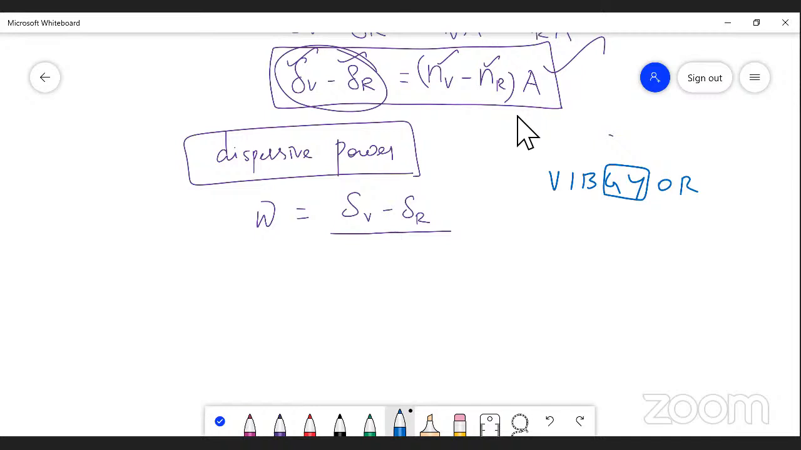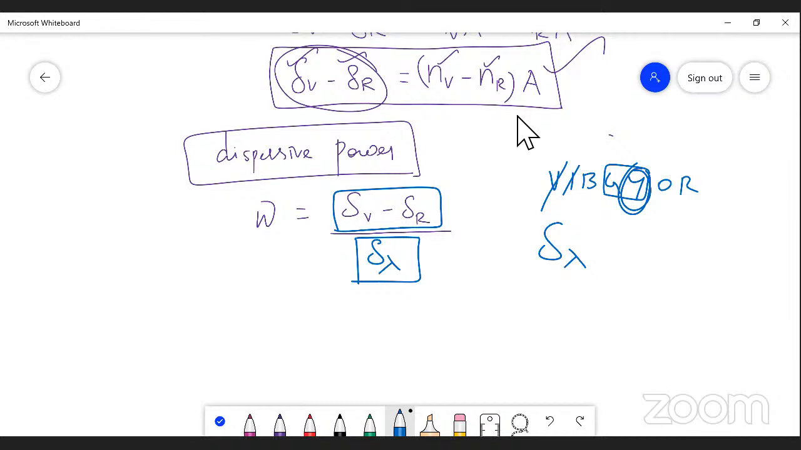What is a mean color? I want to take yellow color. So delta Y, delta Y means yellow. Delta V minus delta R is the angular dispersion. Delta Y is the deviation of the mean color. What is a mean color? Almost yellow, because the first two colors are not very sensitive for the human eye. That's why most of the time we record yellow as the mean color.